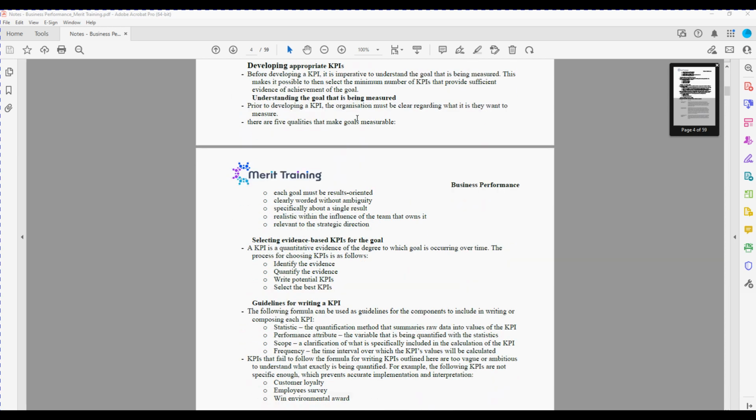Okay, so there's 5 qualities that makes goals measurable. So the goals must be results oriented. So being the number one sales player in Australia, which is measurable, right? That might be $100 million sales a year. It must be clearly worded without ambiguity. It must be specifically about a single result. So you can have a different goal for a different result you want to achieve, but this goal must be about achieving a single result. Number 4, realistic about the influence of the team that owns it. And number 5, relevant to the strategy.